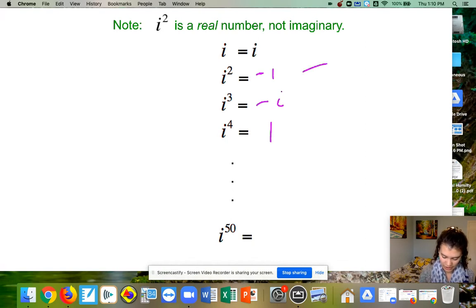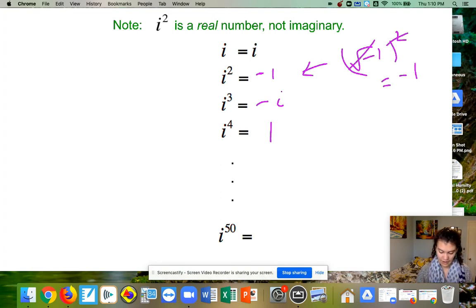Or, sorry, I'll write this out. So if you take the square root of -1 and you square it, your square and your square root cancel, and you get -1. And then you can keep doing that same process for the other ones. This is going to keep going on the same pattern. You go i, -1, -i, 1, etc.